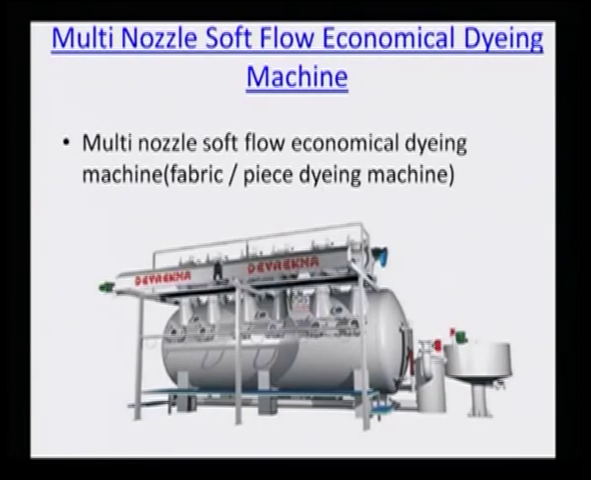The third one is the multi-nozzle soft flow economical dyeing machine. Multi-nozzle soft flow economical dyeing machine looks like this, and it is meant for fabric or pieces. So, here also it is more or less similar in its structure as what I showed you the earlier one, but here what happens is that small pieces can be dyed. It is not meant for big fabric pieces, or the yards and yards of fabric cannot be dyed in this.